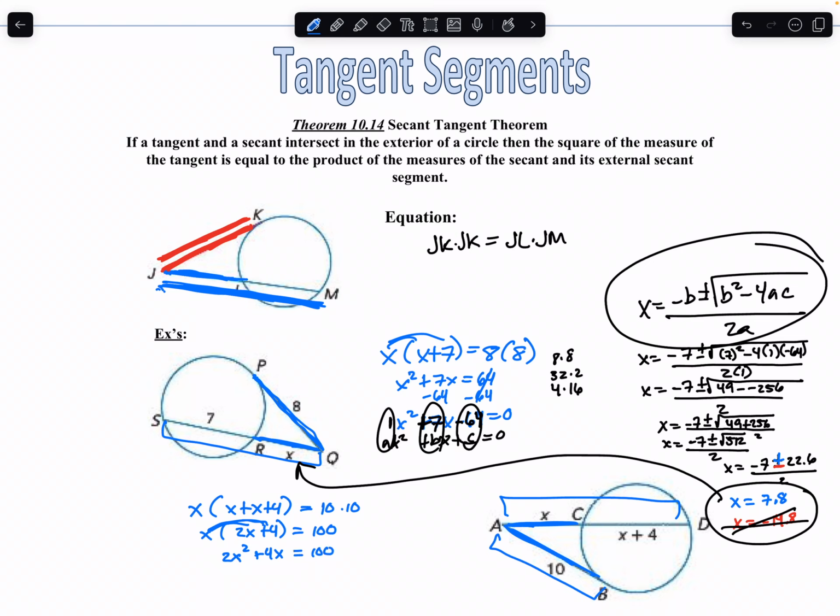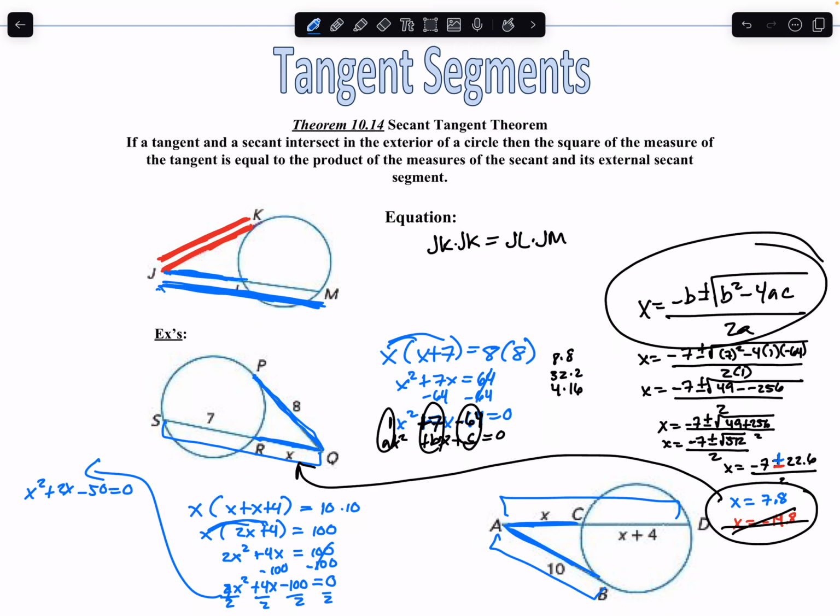I can move the 100 over because I have a quadratic of 2x squared plus 4x minus 100 equals 0. Since everything is an even number, I can divide everything by 2 to simplify this problem. That gives me x squared plus 2x minus 50, and that equals 0.